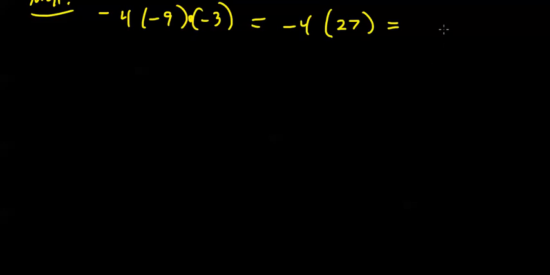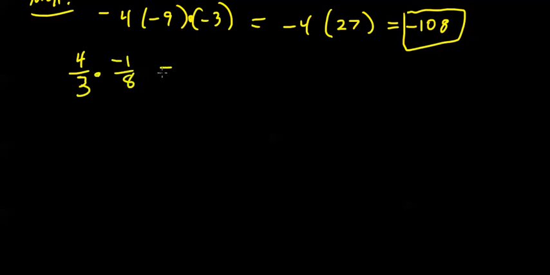What's 4 times 27? Well, 4 times 7 is 28, carry the 2. 4 times 2 is 8, 9, 10. So I get a final return of negative 108, multiplying those three negative integers together. Alright, hopefully not much of a big deal there. How about multiplying fractions? 4 thirds times minus 1/8.